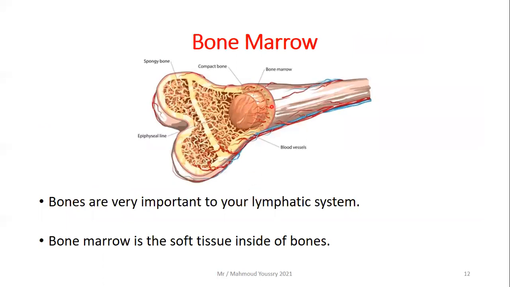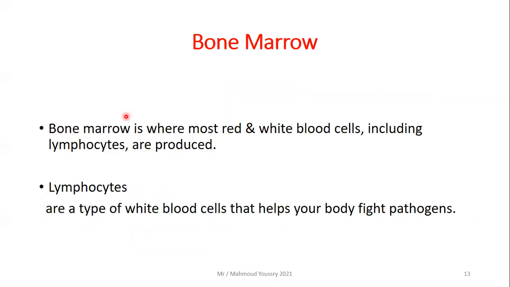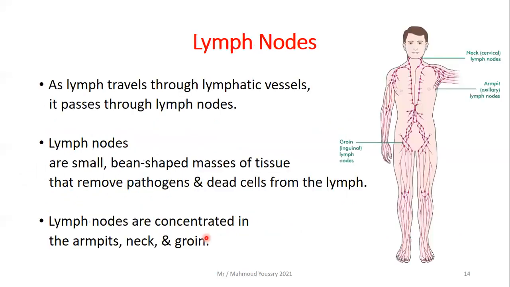Do you remember the bone marrow from the skeletal system? The bones are very important to your lymphatic system. The bone marrow is the soft tissue inside your bones. Bone marrow is where most red and white blood cells are produced, white blood cells, including the lymphocytes. What are lymphocytes? They are a type of white blood cells that help your body fight pathogens. And we said that pathogens are any foreign particles that can cause disease, like bacteria and viruses.